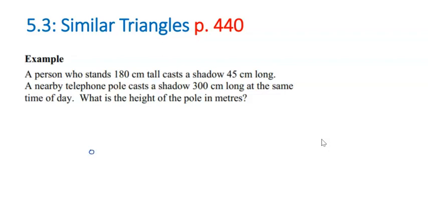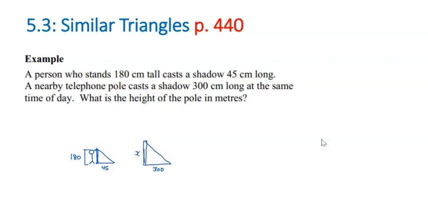Okay, well, I'm going to start to draw. So we have a person who is 180 centimeters tall. I can label that here. And they cast a shadow. So the shadow is going to be cast from that person, and the shadow is 45 centimeters long. Now we have a telephone pole which casts a shadow that is 300 centimeters long. What is the height of the pole?